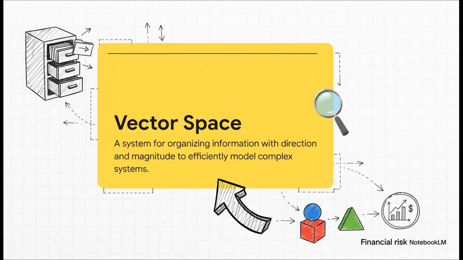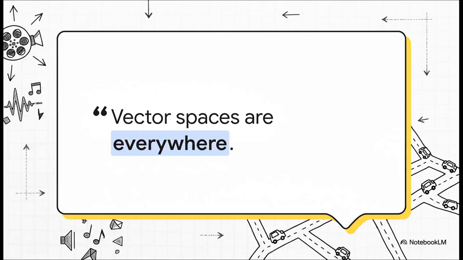By organizing data this way, we can do some really powerful stuff with everything from the color of a pixel to financial risk. And hey, it's not just me saying this. As the source material puts it, vector spaces are everywhere. They're not just stuck in some math textbook, they are in the movies we watch, the music we listen to, and the cars driving down our streets. So, let's see them in action.